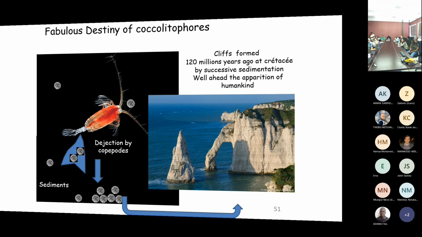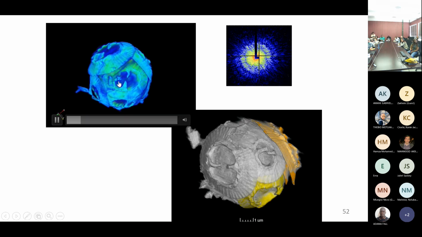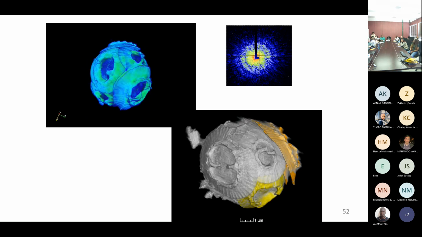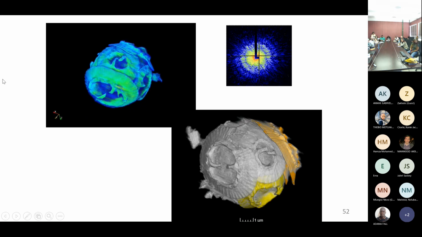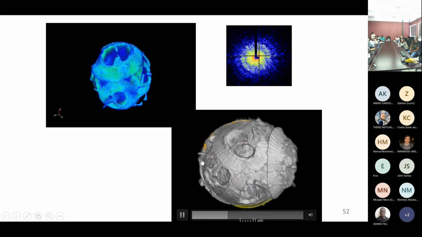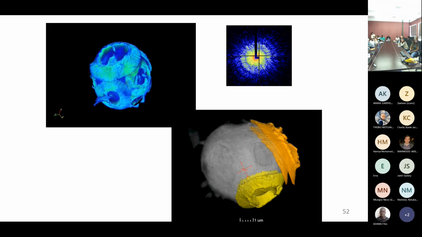Okay. So very interesting. And so now if you click here, you see with the quantum diffraction imaging, you can see completely what's going on. And if you click on the other one, the very good thing about having a 3D image is that you can segment it. And you can isolate part of the cocosphere and isolate coccolith.